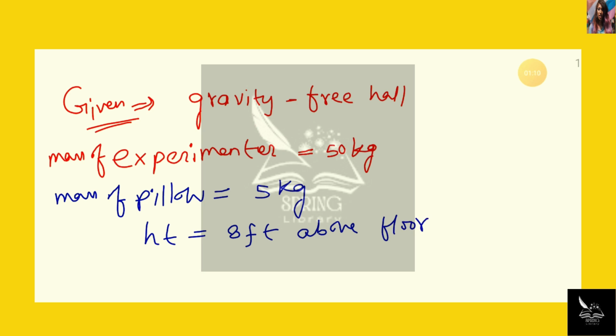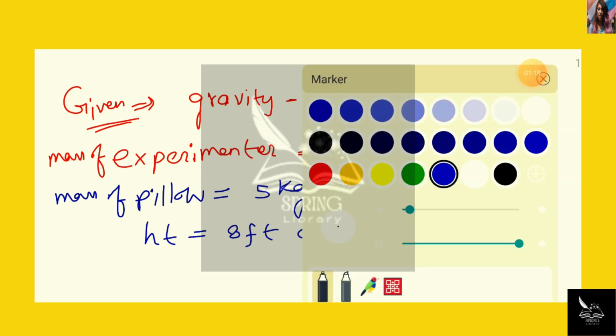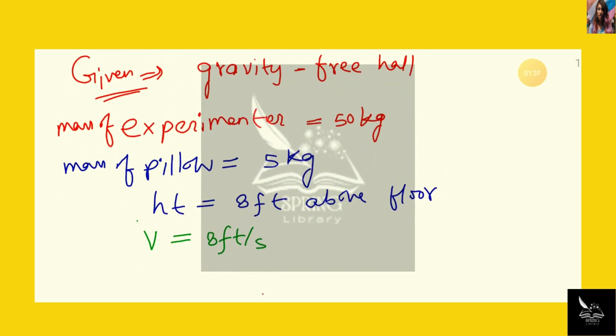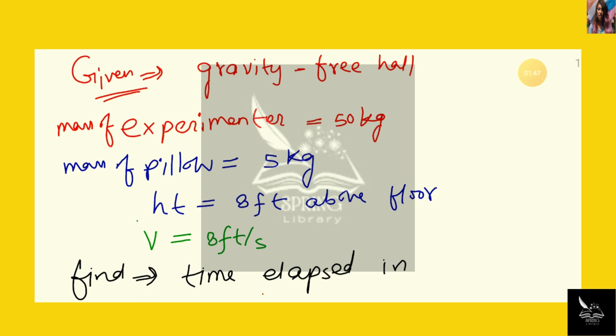Now the question says that this experimenter pushes the pillow down so that it starts falling at a speed v equal to 8 feet per second, and the pillow makes a perfectly elastic collision with the floor, rebounds and reaches the experimenter's head. So this data is given, and we have to find the time elapsed in this process.